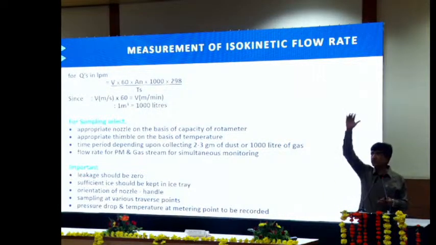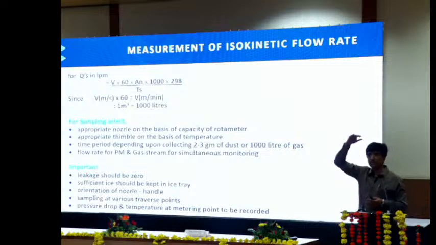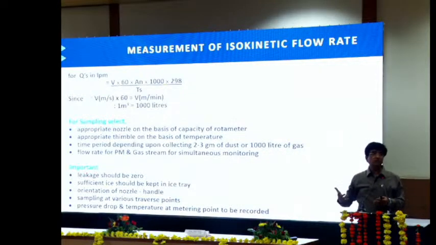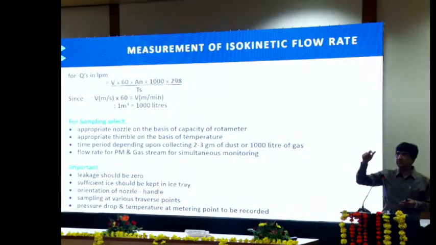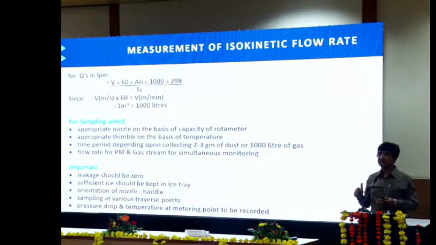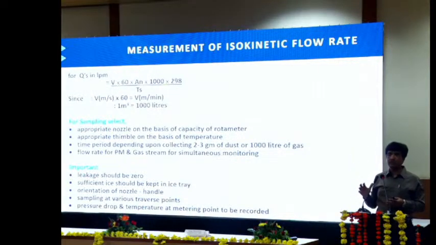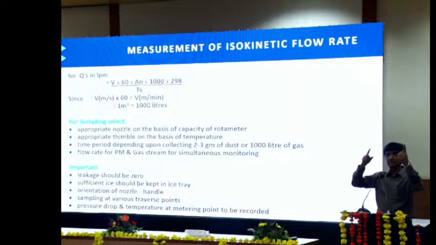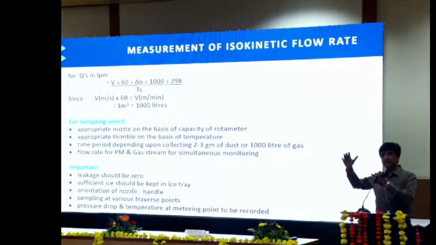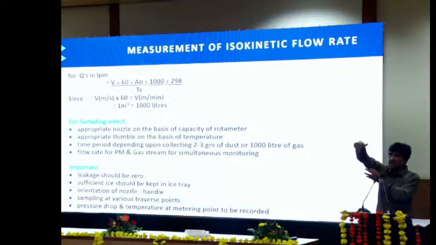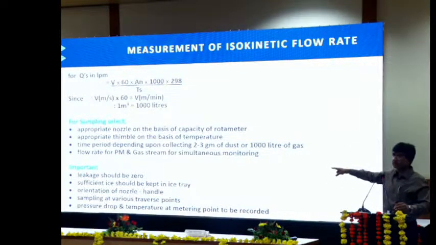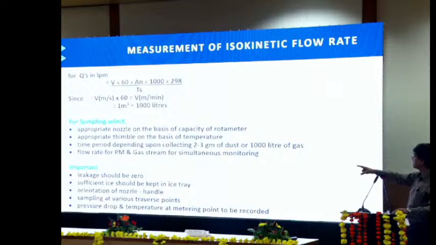So what happens is, in our system, we have incorporated one handle also, because most of the time you are not actually going up the stack. You are on the ground floor, so you do not know whether that probe has been inserted properly inside the stack. So a handle has been provided where you have to align the nozzle and the handle. The handle is kept outside, and then you know at what particular angle the nozzle is placed. So whenever you are doing the sampling, just see and ensure that the orientation of the nozzle is proper.